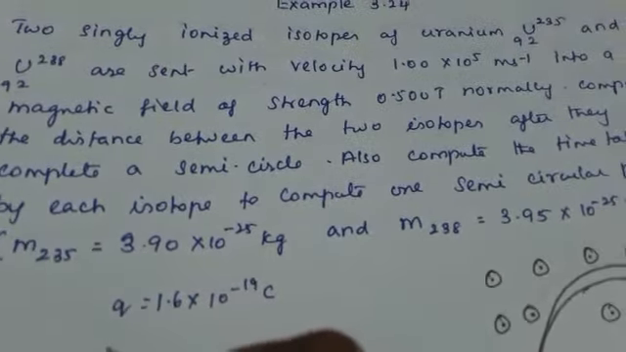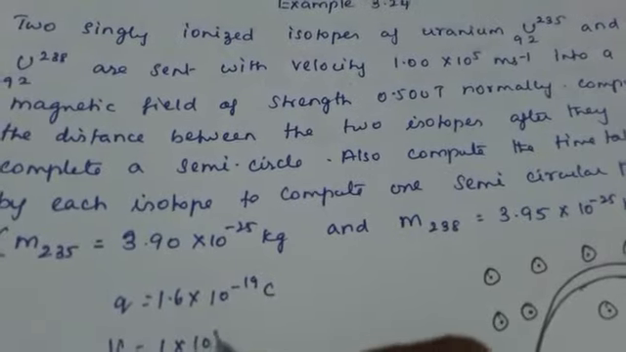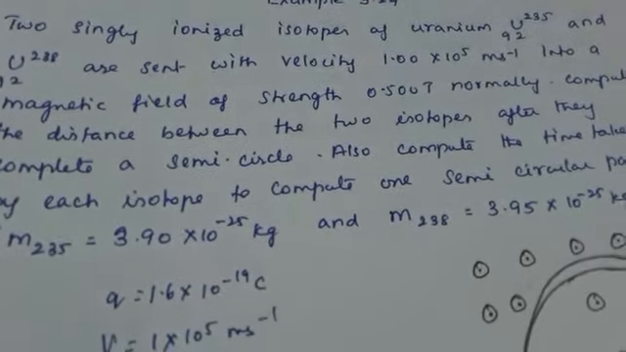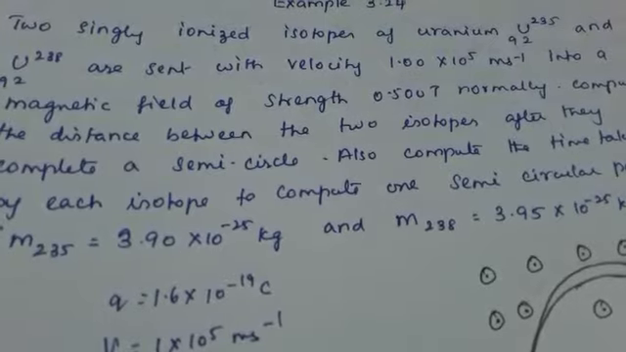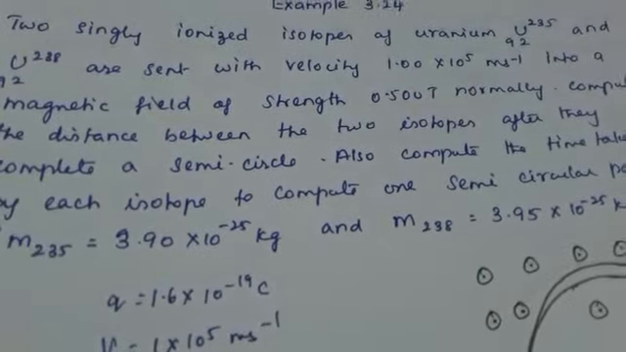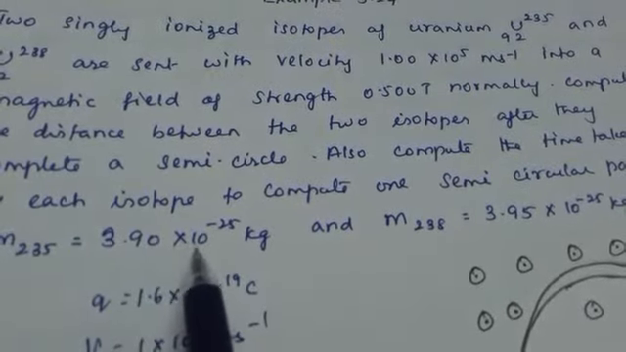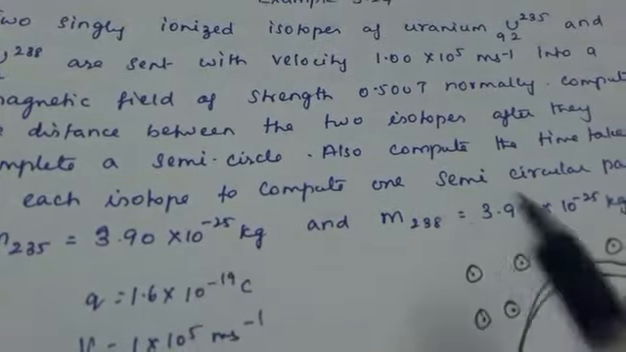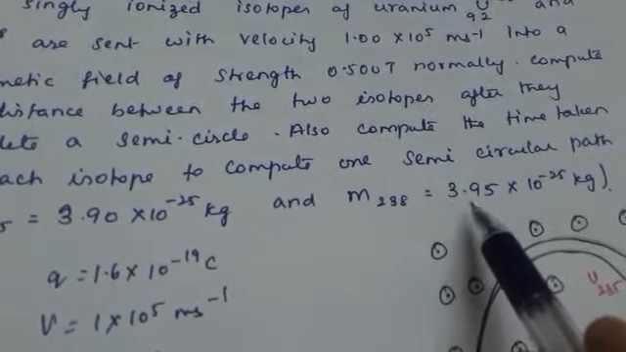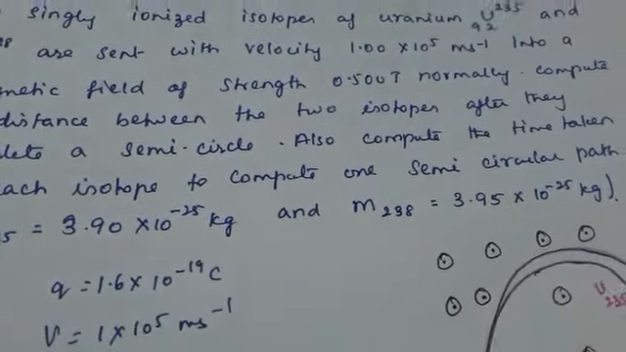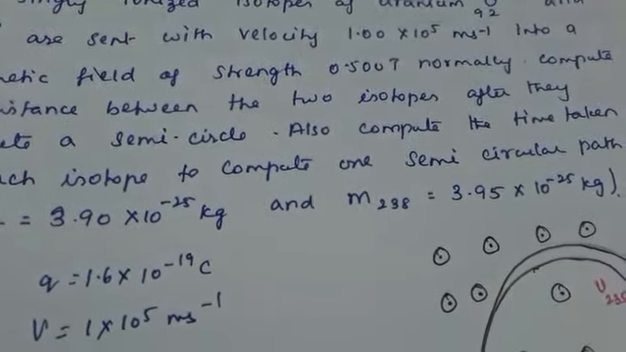Then we are taking the velocity. Velocity is equal to 1 into 10 raised to 5 meter per second. Magnetic field is equal to 0.5 Tesla. And mass of uranium-235 is 3.90 into 10 raised to minus 25 kg. Mass of uranium-238 is 3.95 into 10 raised to minus 25 kg.